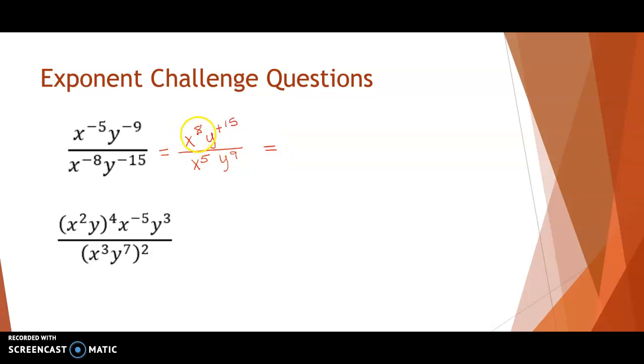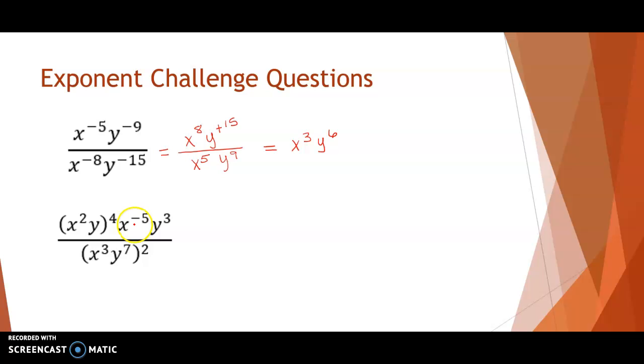So in this first one, 8 subtract 5 would be 3. And the second one, 15 subtract 9 would be 6. And we've done what looked like a really intimidating problem, just doing one rule at a time. So we're going to try our second problem. This one looks even more intimidating because it has parentheses in it.